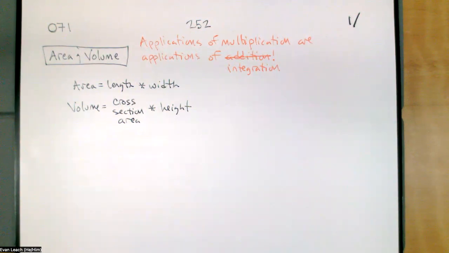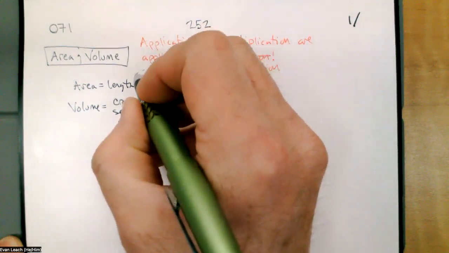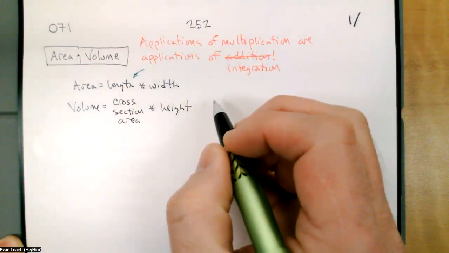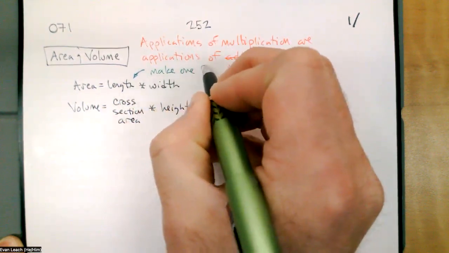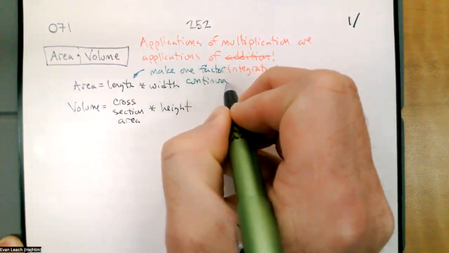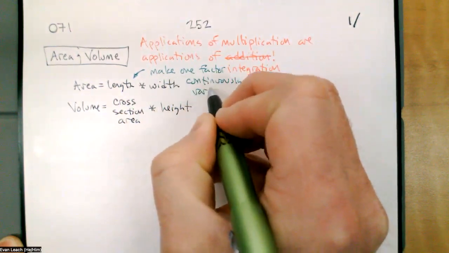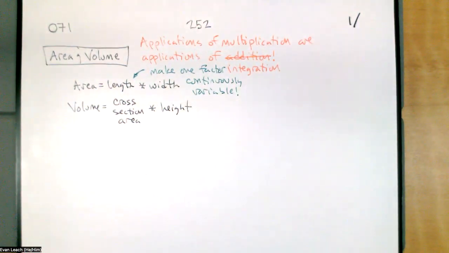So we're going to do the same thing with volume. Volume is cross-sectional area multiplied by height. The game that we're going to play here is the same as we played before. So just like before, one of these factors will be continuously variable. The game that we're going to play is to make one of these factors continuously variable.